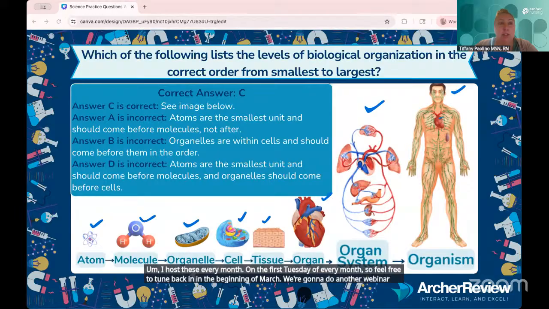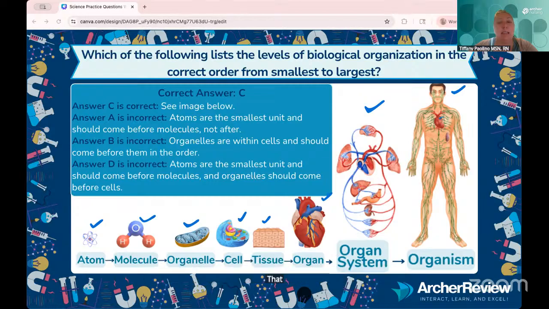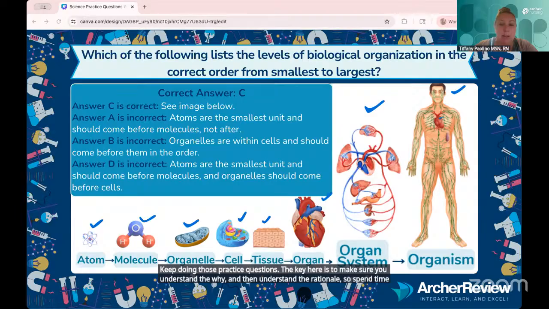That should be up on the website tomorrow or later on today. And yes, keep doing practice questions if you're taking the TEAS soon. Keep doing those practice questions. The key here is to make sure you understand the why and then understand the rationale. So spend time with the rationales.